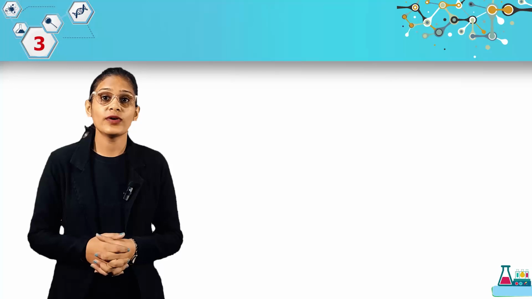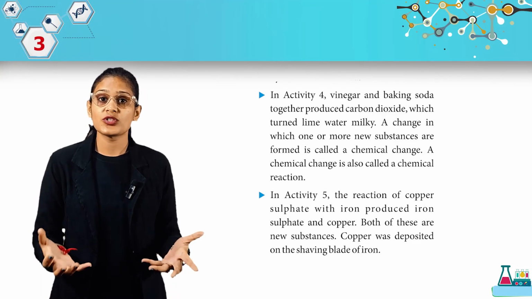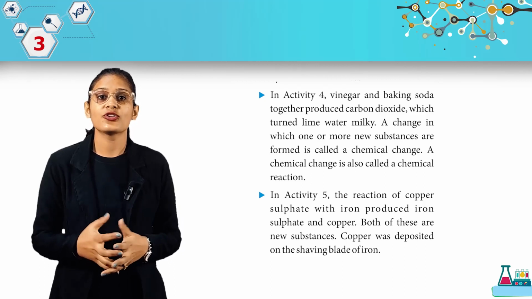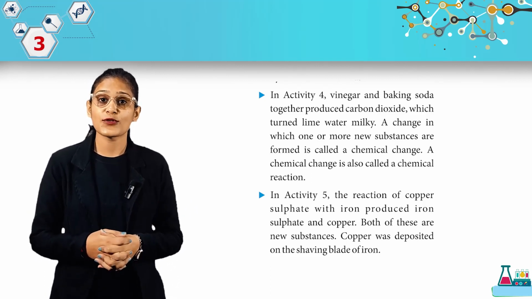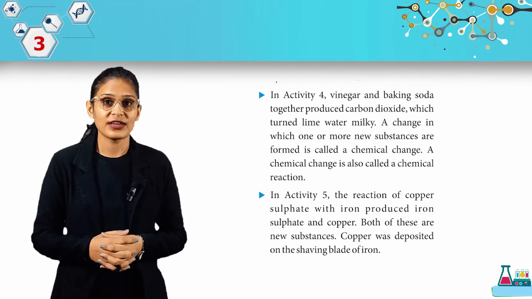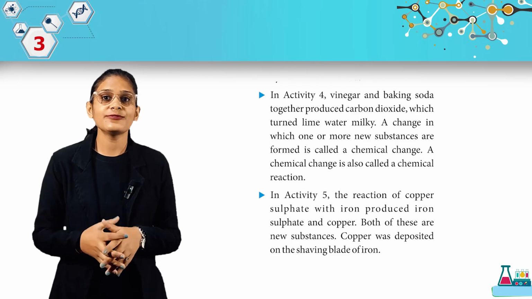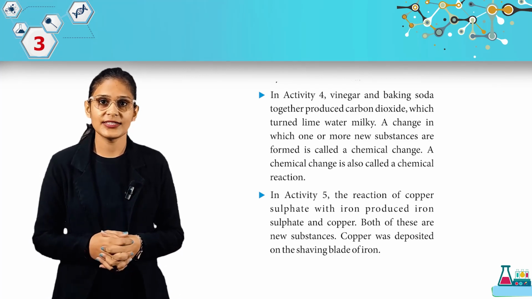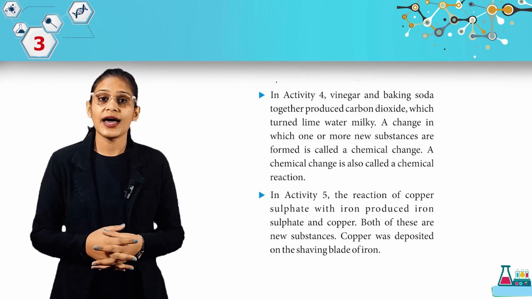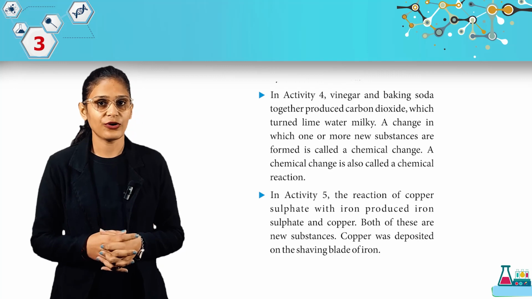In activity 4, vinegar and baking soda together produced carbon dioxide, which turned lime water milky. A change in which one or more new substances are formed is called chemical change. A chemical change is also called a chemical reaction. In activity 5, the reaction of copper sulfate with iron produced iron sulfate and copper. Both of these are new substances. Copper was deposited on the shaving blade of iron.